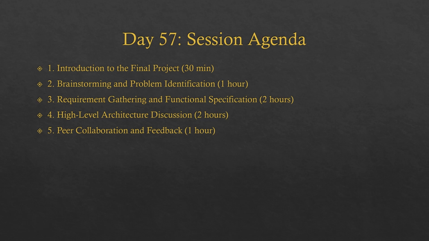Here is how we will break down today's session. First we will spend 30 minutes introducing the final project. Then we will move into brainstorming and problem identification, which will take about an hour. After that, we will gather system requirements and specify the functional details for 2 hours. We will also spend 2 hours discussing the high level architecture of our system, followed by a 1 hour peer collaboration session where we will share ideas and get feedback.